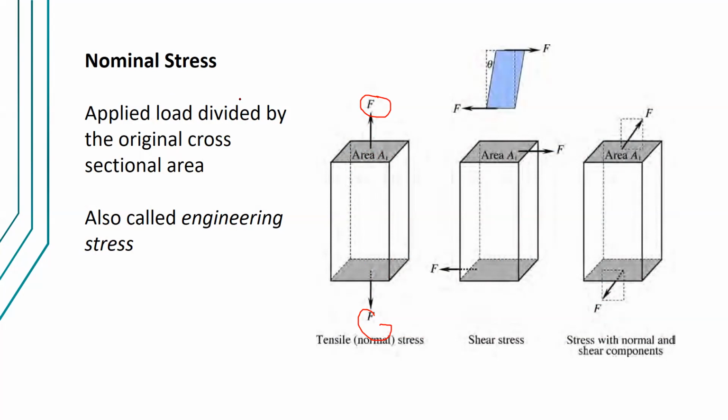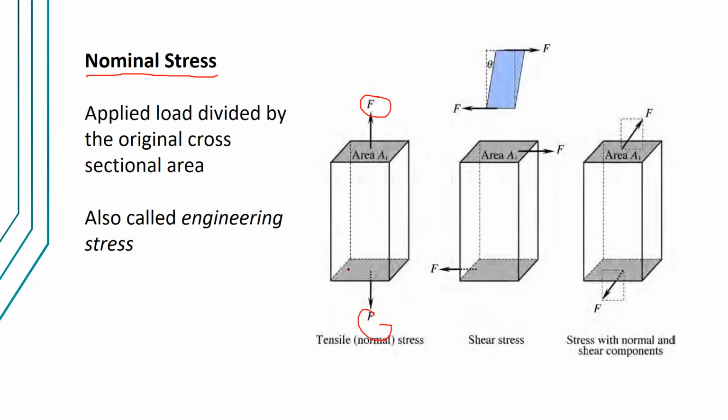Now, to compute stress, stress or nominal stress is actually the applied force divided by the original cross-sectional area, and it's also called engineering stress. We call it nominal because the actual value of the area will change in response to the load, di ba? So kapag nag-apply ka ng load, yung area dito, magbabago yan.